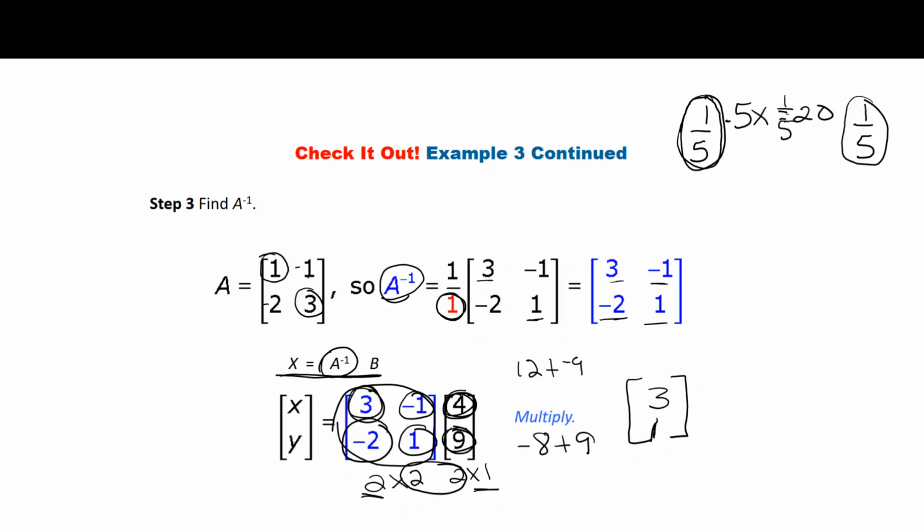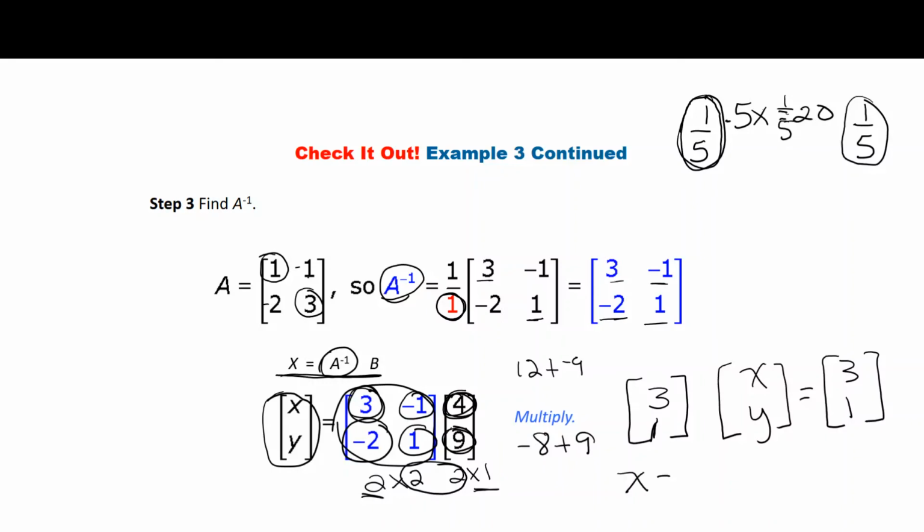So we can see that our XY matrix is equal to the 3 over 1 matrix. So that tells us that our X equals 3, our Y equals 1, so our solution is going to be 3, 1. All right, and I hope that you were able to find that.